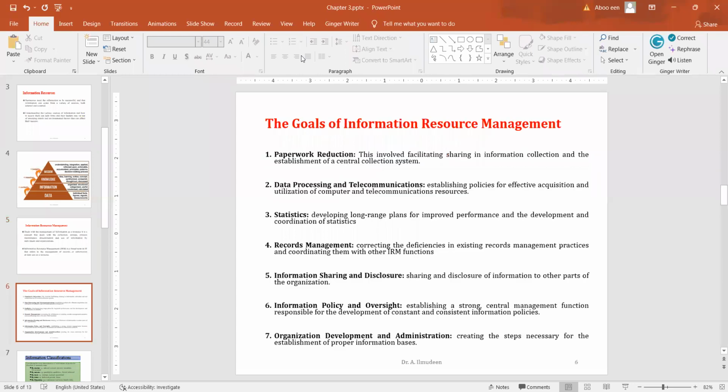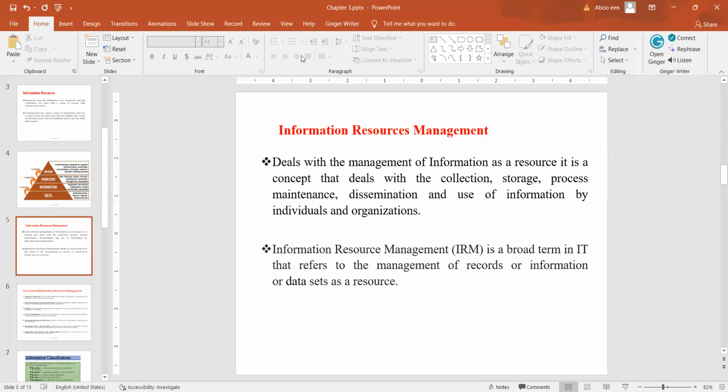Great. So now we must know the purpose or the goal of information resource management, or we may say the importance of information resource management. What may be the importance, the goals, or the purpose of information resource management? Any idea?